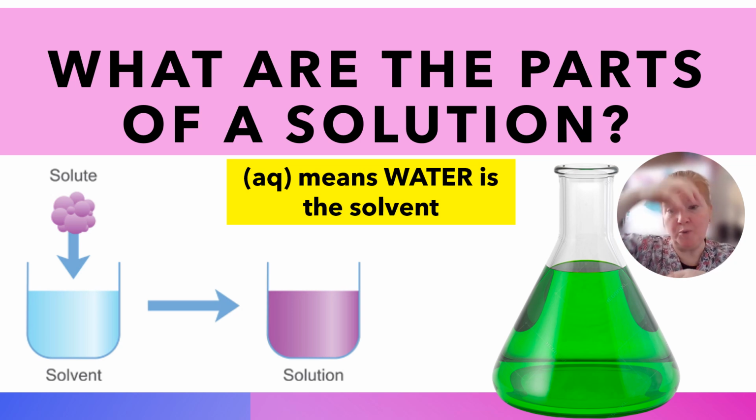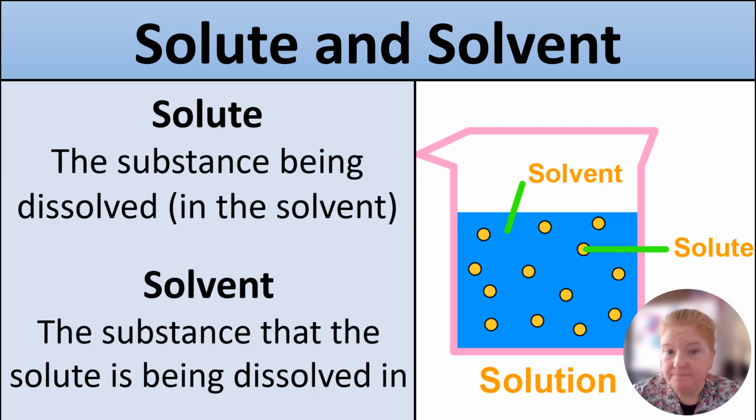We have the solute, you put it in, and the solvent does the dissolving. If you see AQ after something, it means that it was dissolved in water to make the solution. Solute, the substance you put in, it's being dissolved. Solvent is doing the dissolving. And altogether, the solute with the solvent make the solution.